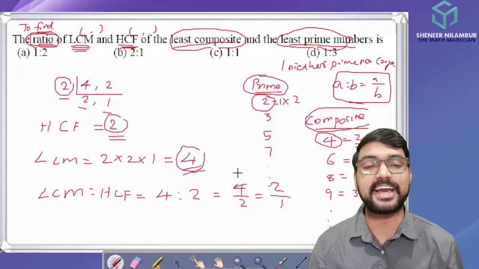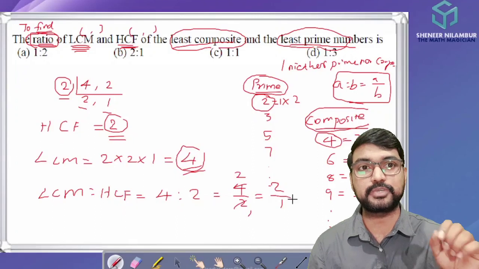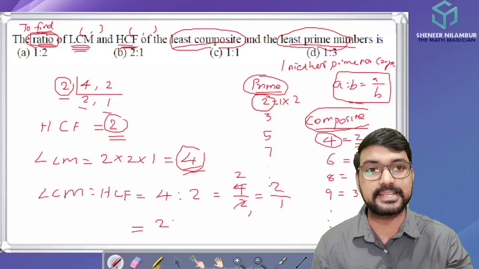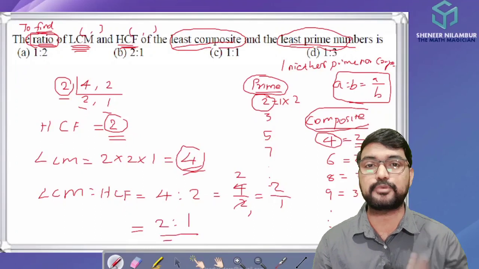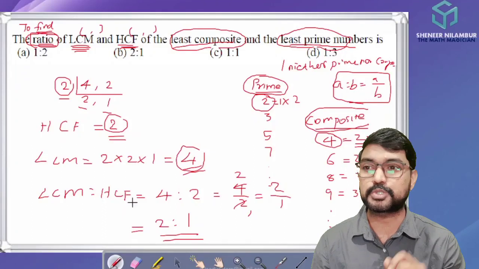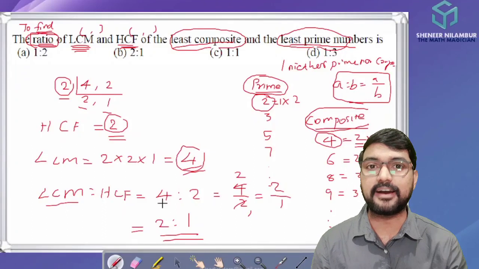Many students will answer this, but at last they will write 1 is to 2. That is wrong. Because in the question it is asked the ratio of LCM to the HCF. So first we have to write the number which represents LCM. So the answer is 2 is to 1. Option B is the right answer.